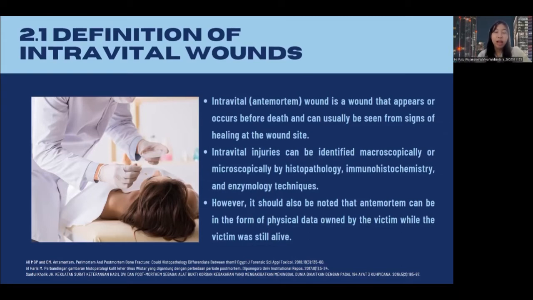And also, intravital or antemortem wounds can be also supported by antemortem data that can be concluded from physical data that owned by the victim while the victim was still alive.